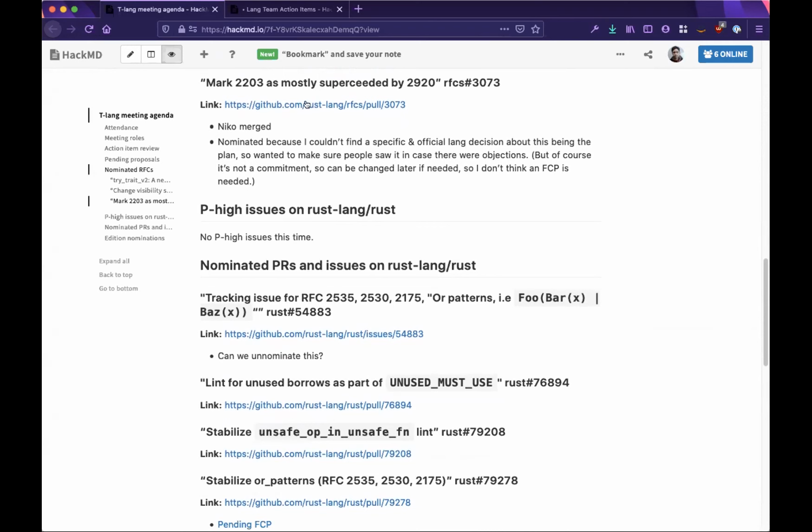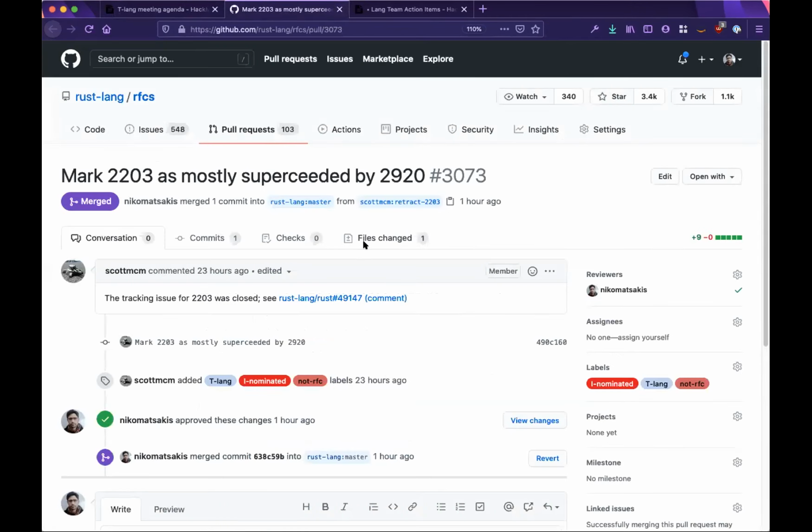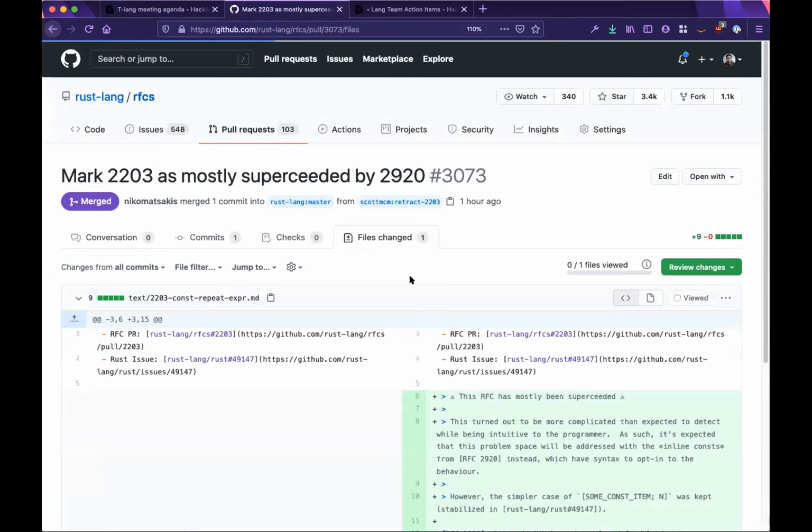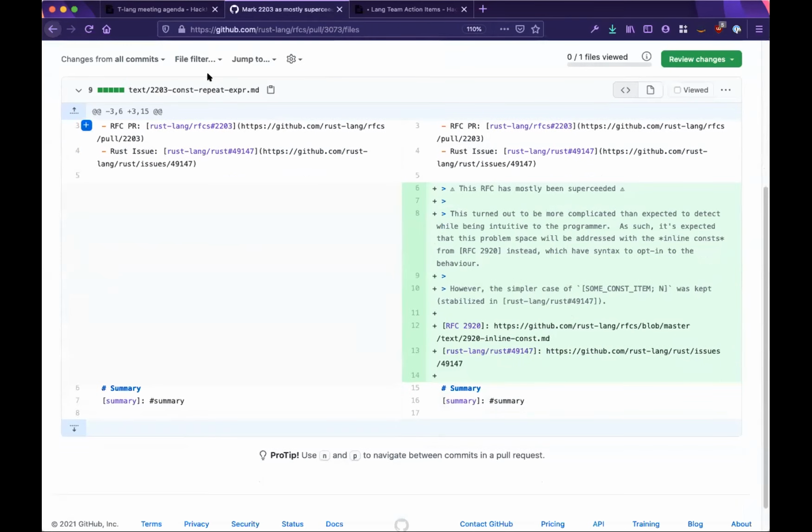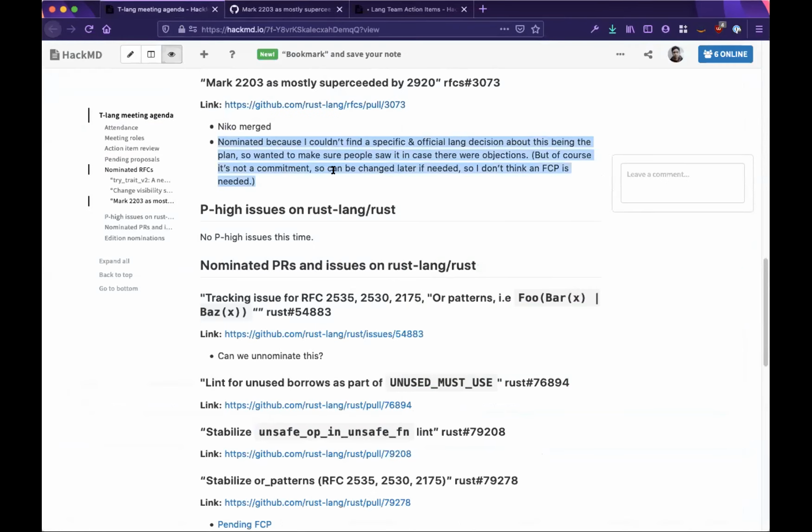Okay. What's this? Mark 2203. Oh, I just merged this. Oh, sorry, I missed that Ashley added the nominated label there. My bad. Scott, this was you. I just merged it because it seemed uncontroversial, but do you want to explain what this is about? Who wrote this?